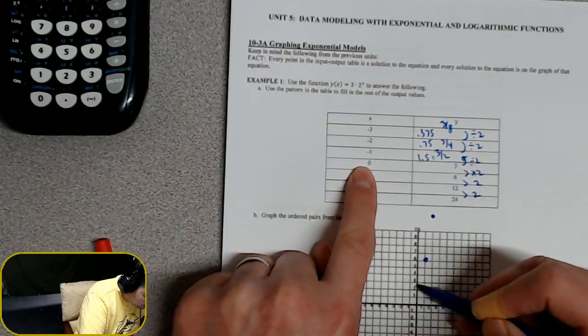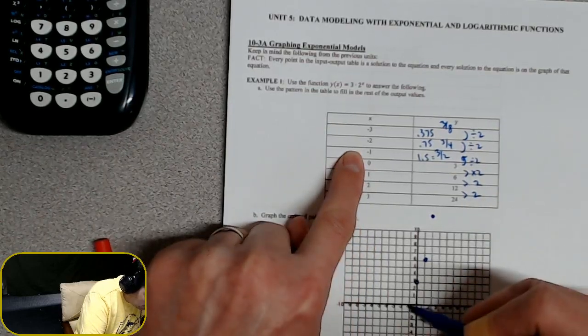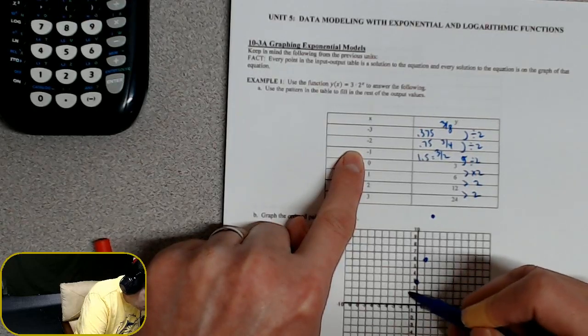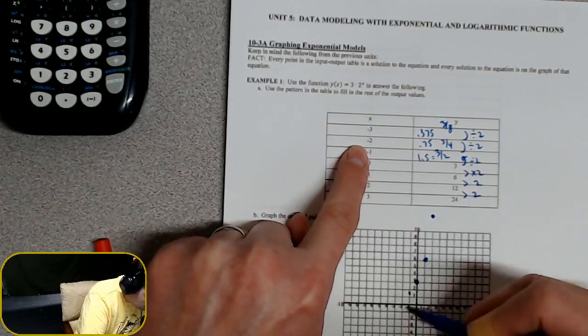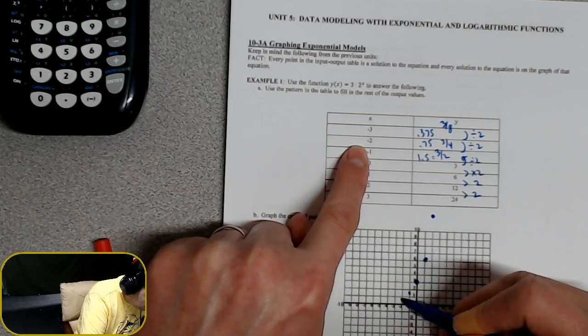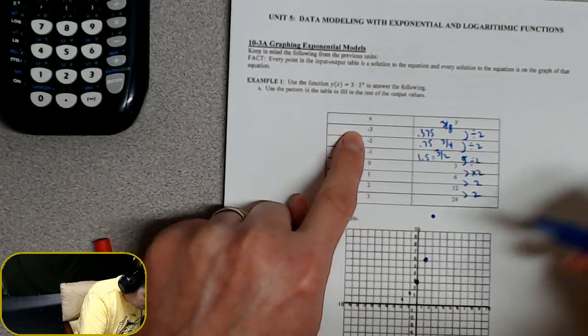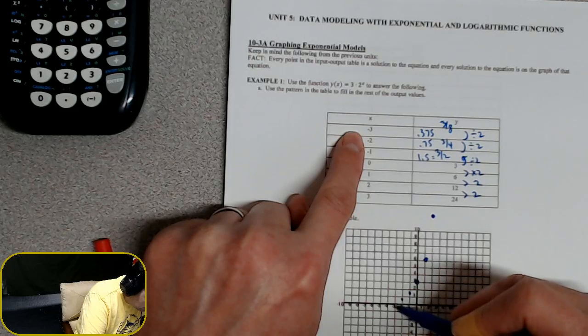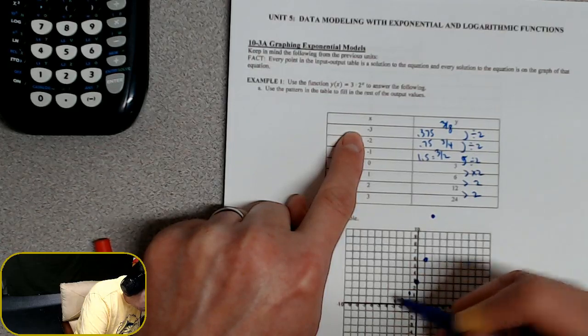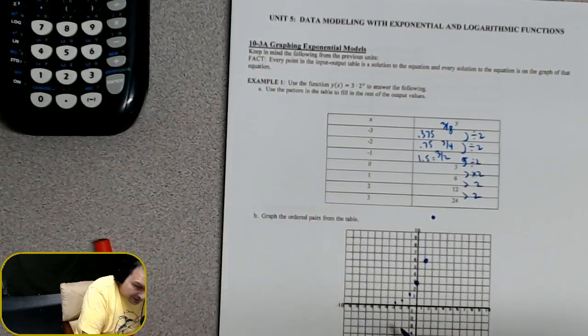0 is 3. -1 is 1.5. Here's where we start getting some decimals. -2 is 0.75. -3 is less than half. So I'm going to go less than half on that. And notice how exponentials look.